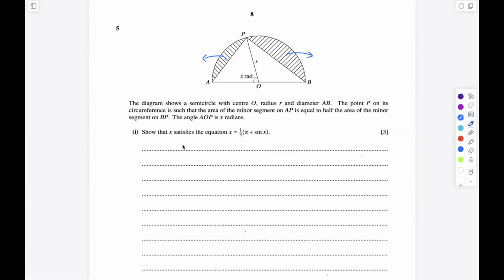Then the first step, we can just simply write what is given in the question, which is that the area of segment AP is equal to half the area of the segment BP.